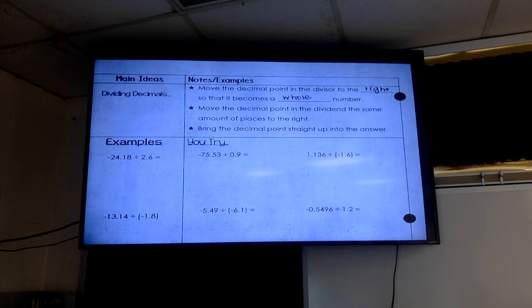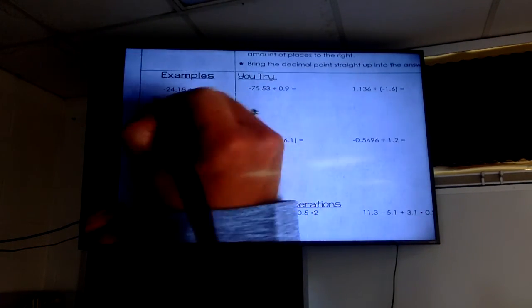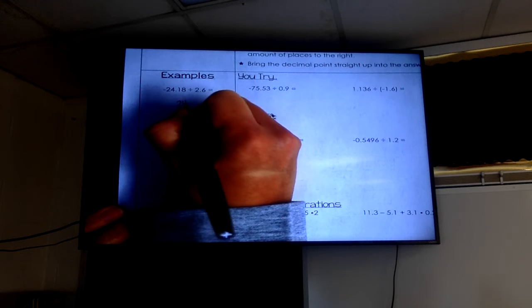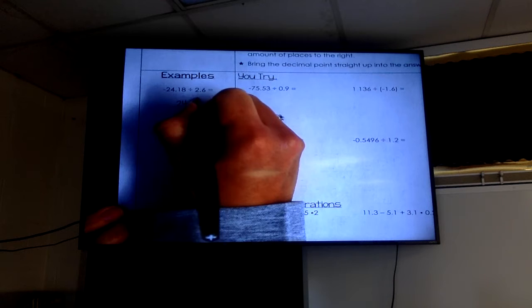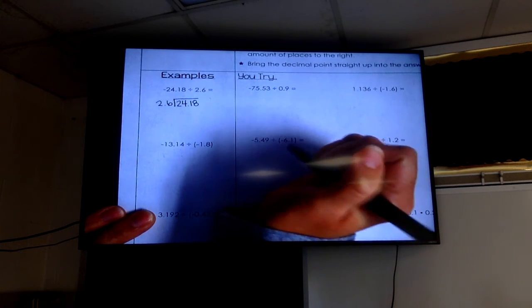Okay, the next step says move the decimal point in the dividend the same amount of places to the right, and then bring the decimal point straight up into the answer. So let's try some of these. Here are my examples. So I'm going to set this up. Remember, the first one always goes in the box. So I have 24 and 18/100ths divided by 2 and 6/10.